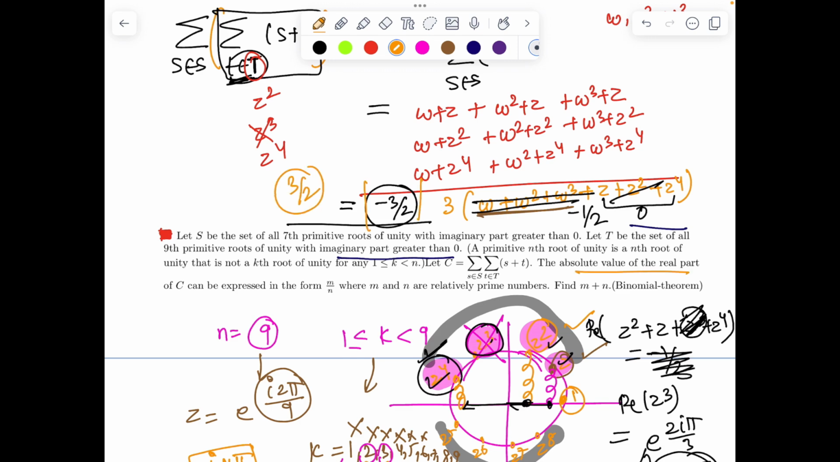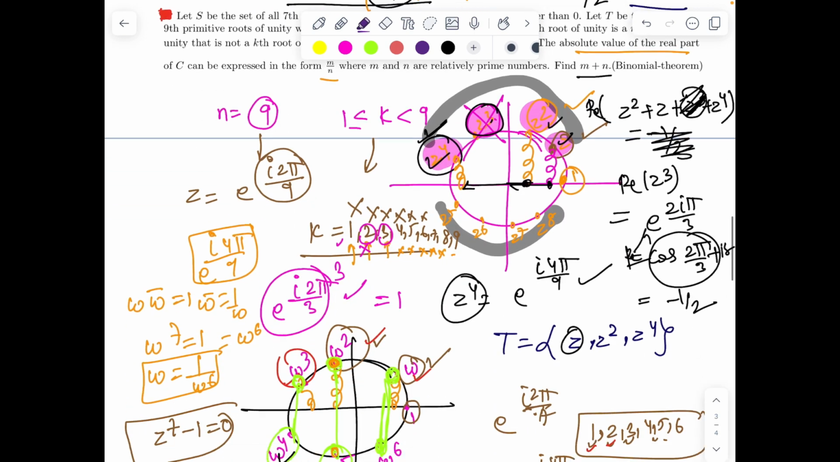Now according to the rituals of the question, they want the absolute values. Absolute value of minus 3 by 2 is 3 by 2, and it is expressed in a relative prime number m plus n. Just to make this question integer, usual JEE fashion, m plus n is 5. So the answer for this last question was 5.